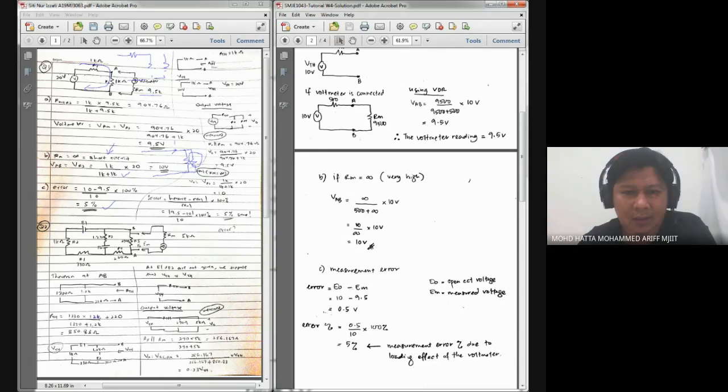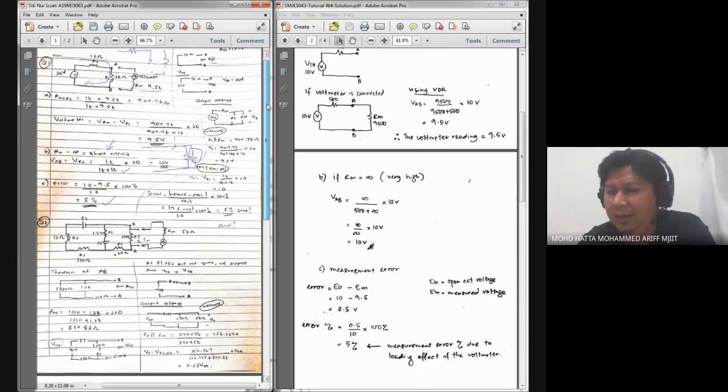And for the measurement error, normally I think the question over here is not complete. Maybe it's a bit ambiguous. The question actually needs to be revised to mention the measurement error percentage. However, if you come up with the error up until this one, 0.5 volts, considering this is just an exercise or tutorial, I would consider your answer also correct.